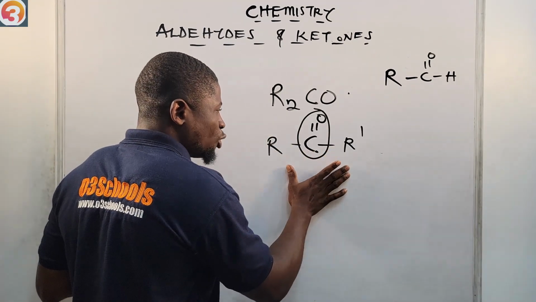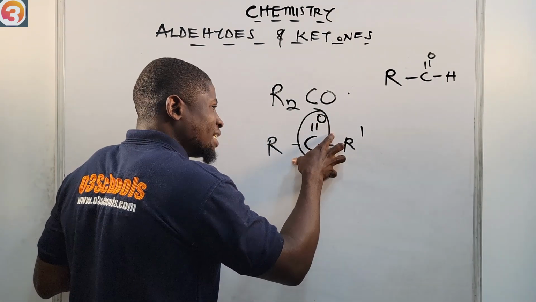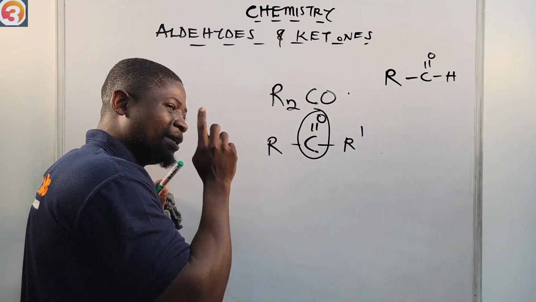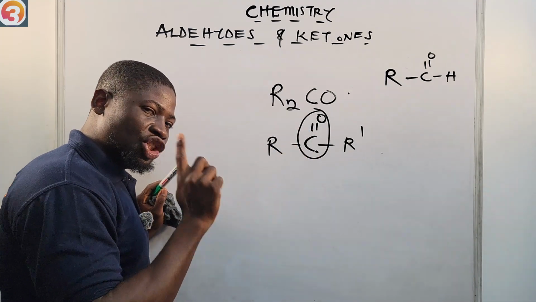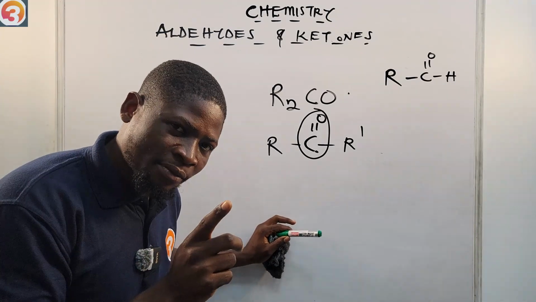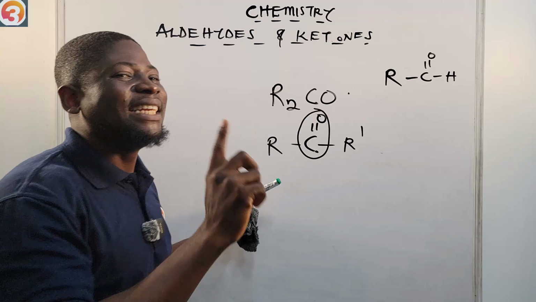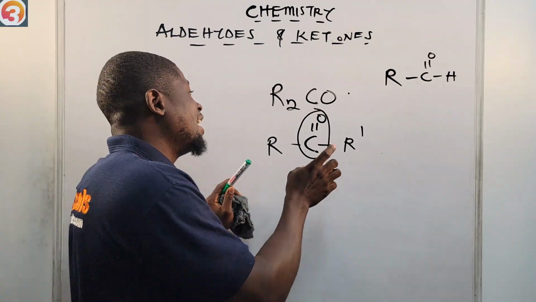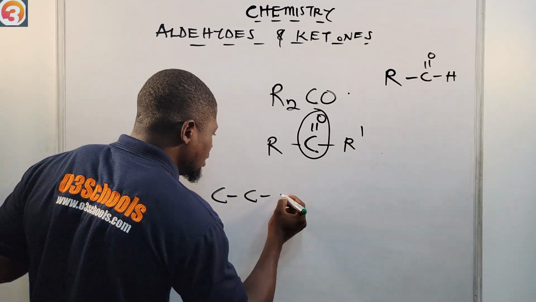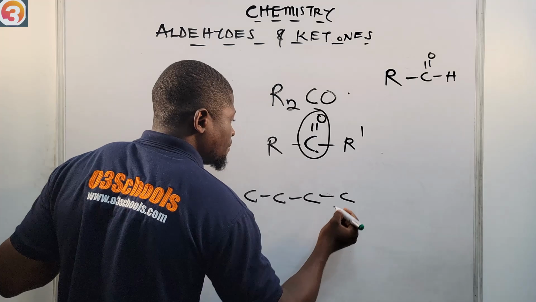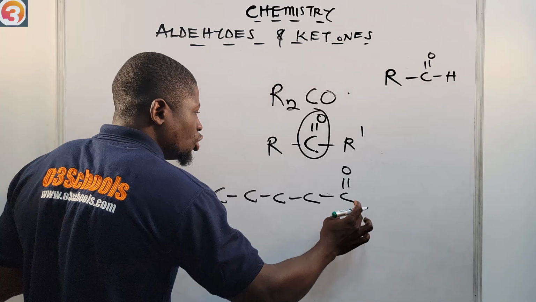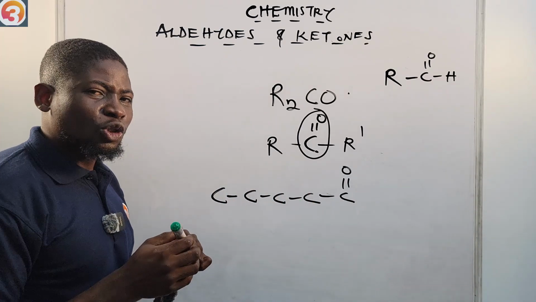The reason why this has to be like this is because ketones can never appear at the beginning of the chain or at the end of the chain. Ketones can only appear at the middle of the chain. Unlike the aldehydes, which can only appear at the end or at the beginning of a chain, the ketones can only appear at the middle of a chain. So if you have, let's say, C, C, C, C, C like this, and you have a carbonyl group, C double bonded to O at the end of the chain, just know that is an aldehyde. Once you are naming, just know that is an aldehyde.